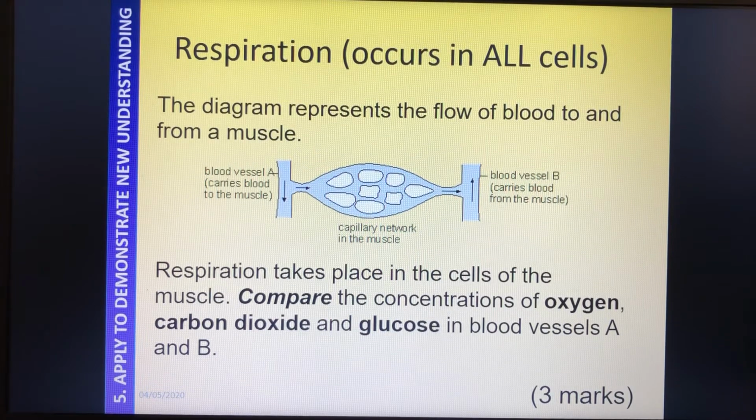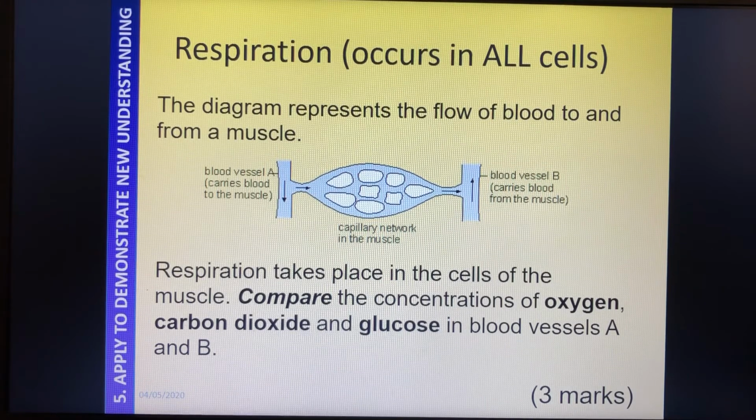So in blood vessel A, tell me what's going on. What have we got a lot of? What have we got less of? In blood vessel B, what have we got a lot of? What have we got not so much of? Okay, and it will all link to that respiration equation. So if you're finding this tricky, have a look at the respiration equation while you're going. Have a go, pause now, and we'll come back for the answers.